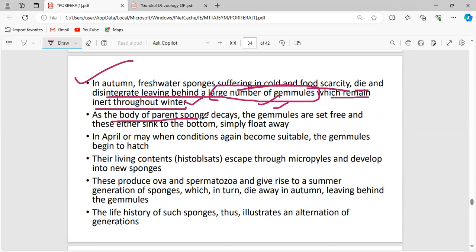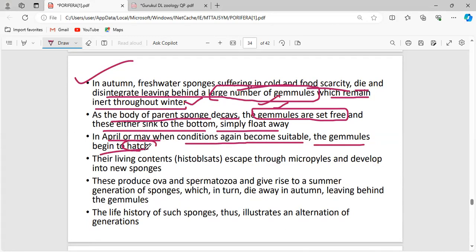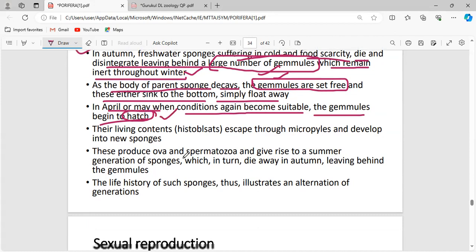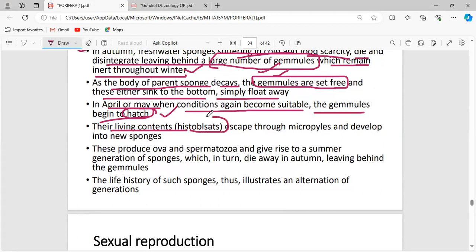Now, as the base of the parent sponge decays, the gemmules are set free, and these either sink to the bottom or simply float away. In April or May, when conditions again become suitable, these gemmules begin to hatch. That is why gemmule formation is said to be a perfect asexual reproduction method. Their living contents contain histioblasts. These are the cells that give rise to the tissues. They escape through the micropyle, the opening, and develop into new sponges.